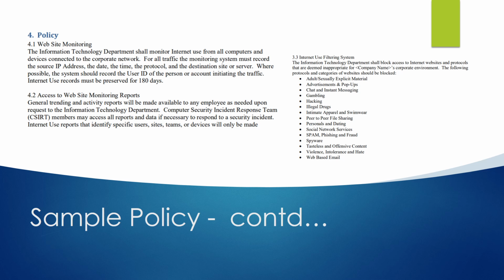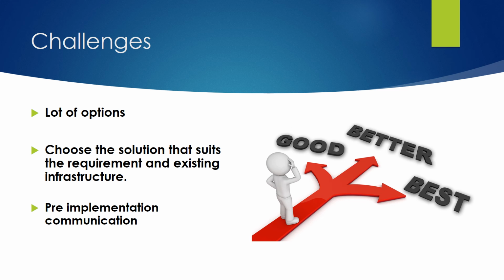More on the internet usage policy. This snapshot explains what parameters are being captured and available for monitoring purposes, who has access to all those parameters, and what websites and related categories are being blocked or monitored in accordance with the company's policy.